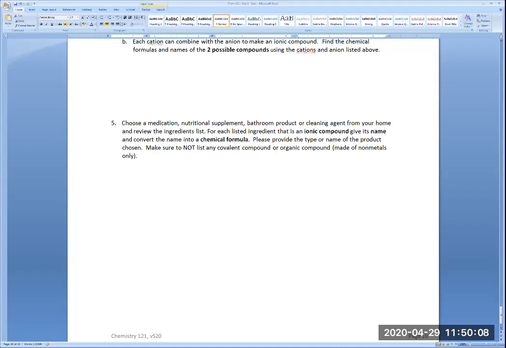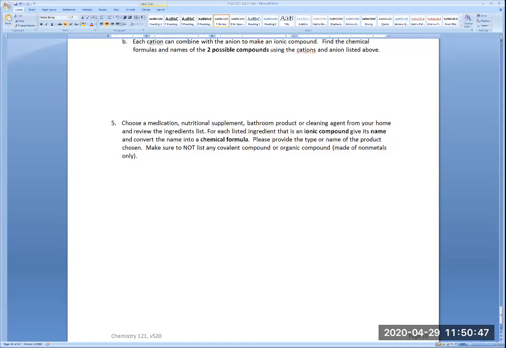So be careful to not list any covalent or organic compound. For example, if you choose a medication, you may see a lot of names that will not be ionic compounds. So make sure you recognize ionic compounds. They are made of metals and non-metals. The organic compounds or covalent compounds will be made of just carbon, nitrogen, hydrogen, oxygen, maybe sulfur and phosphorus, and will not be ionic compounds. So make sure to not list those.